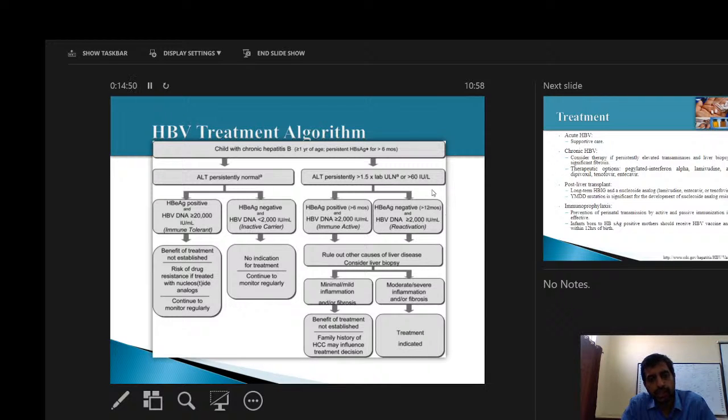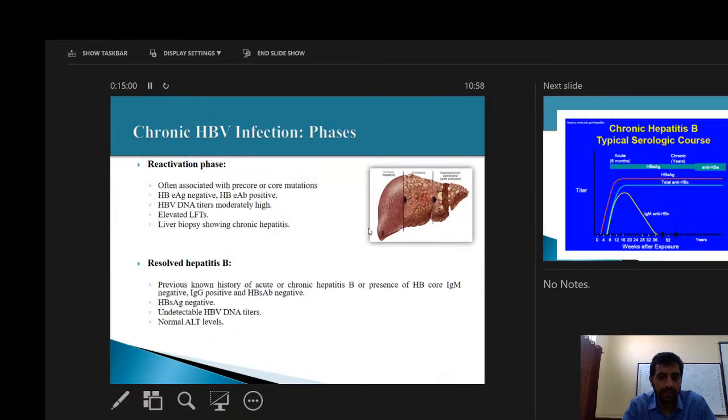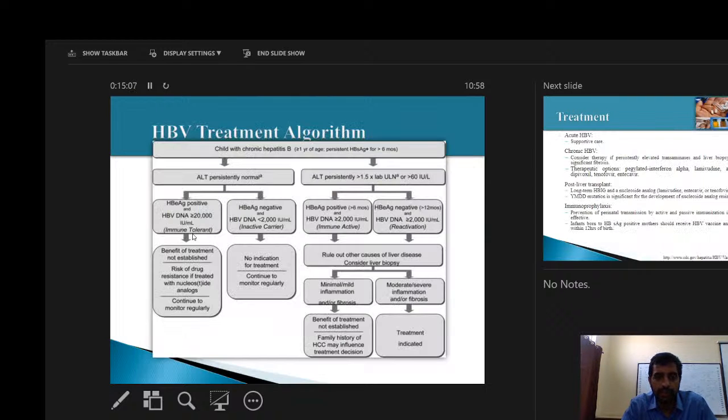The other thing, like we have said, is reactivation. These patients are HBeAg negative, but your DNA is still more than 2000. We have covered this part. Here we have seen this reactivation phase: HBeAg will be negative, but DNA titers are moderately high with elevated liver enzymes. So in these patients also, you do the same thing. You treat the patient with antivirals, and you keep doing 6 monthly surveillance for hepatocellular carcinoma.